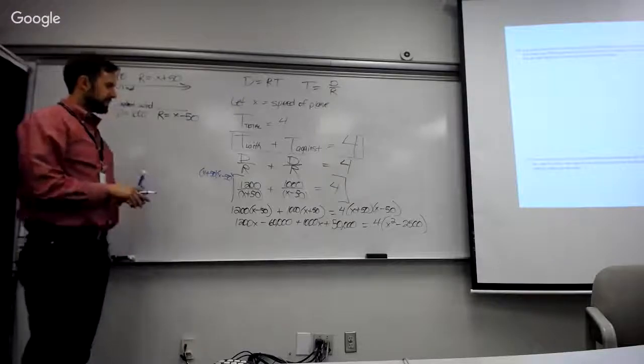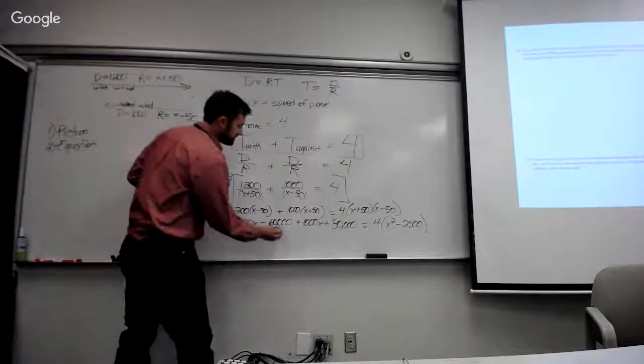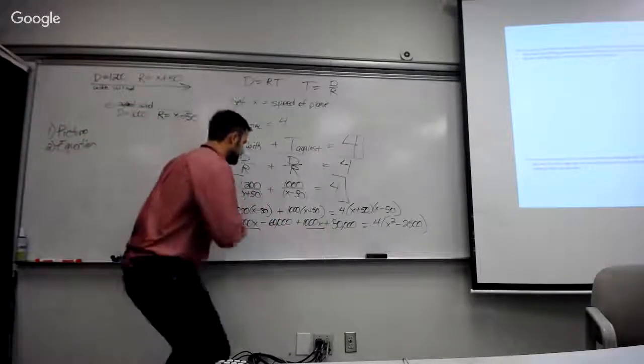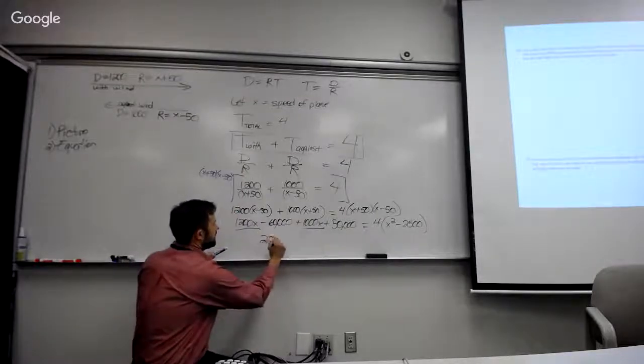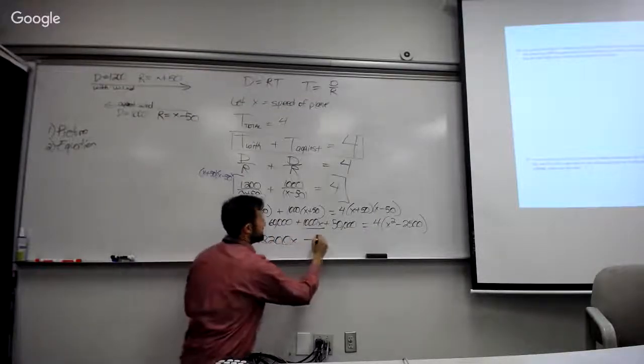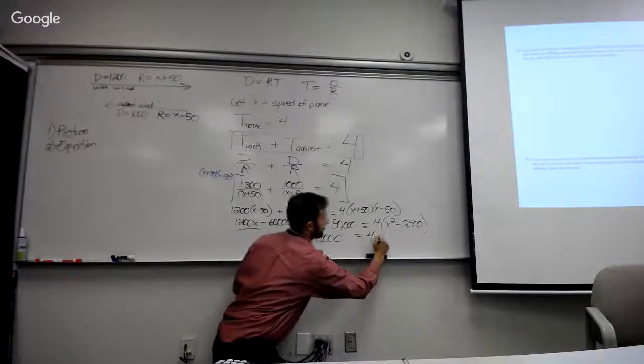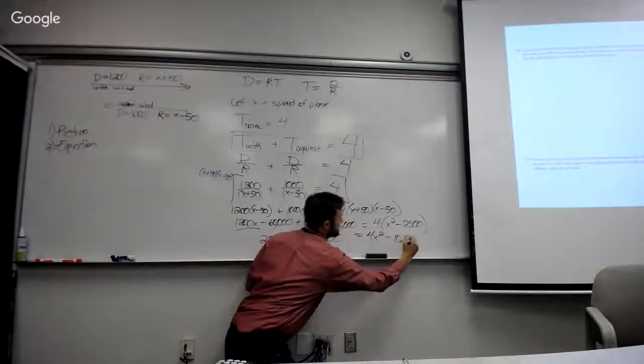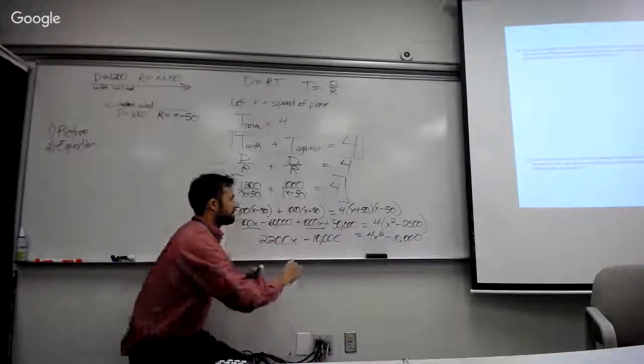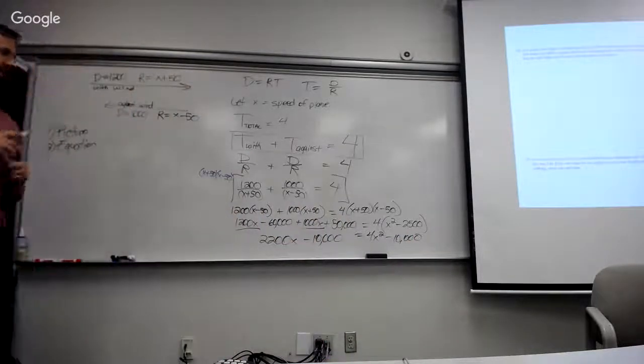So now on the left-hand side, we can combine terms. What does that give us? 2,200x minus 10,000 equals 4x squared minus 10,000. Am I doing that right? Is everyone in agreement?